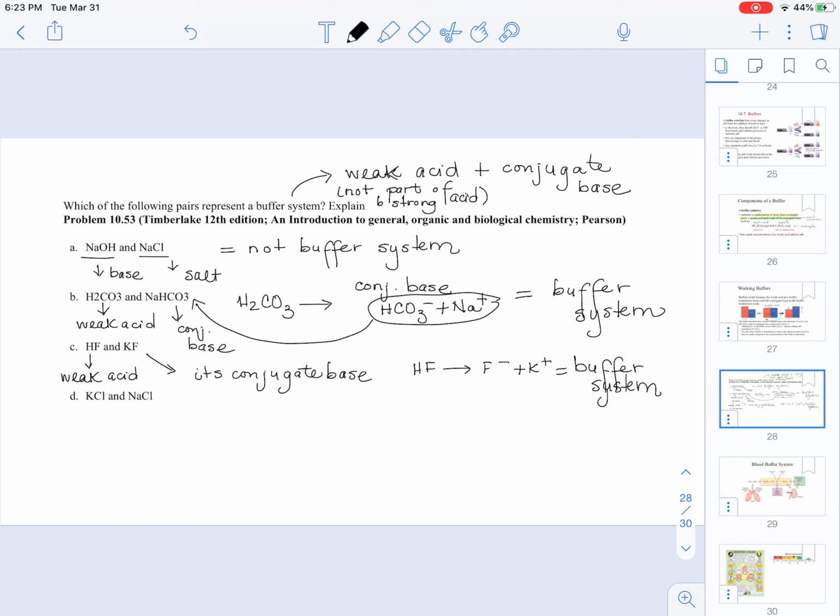And lastly, we have KCl and NaCl. They are both salts. So again, because of the definition we have for a buffer, this is not a buffer system. You can also practice problem 10.54 in your textbook to determine if a given pair of molecules represents a buffer system.